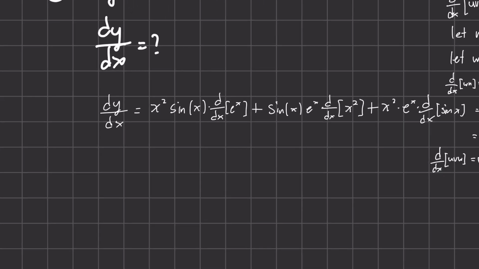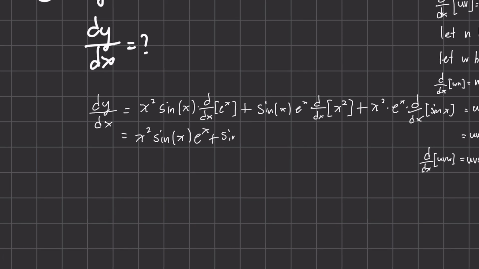And so now we can just compute the derivatives. You get x squared sine of x, the derivative of e to the x is just e to the x, plus sine x e to the x, the derivative of x squared is 2x, plus x squared e to the x, and the derivative of sine x is just cosine x.